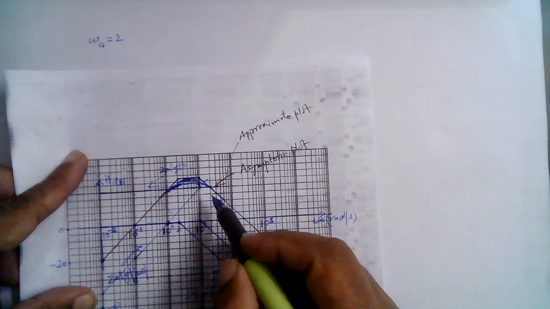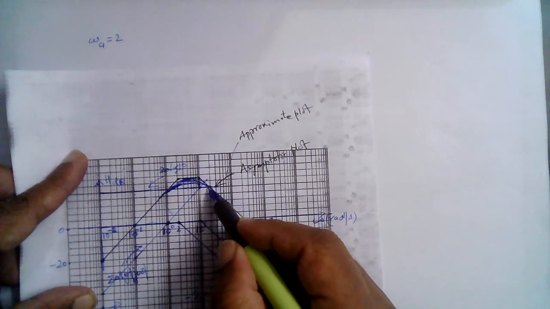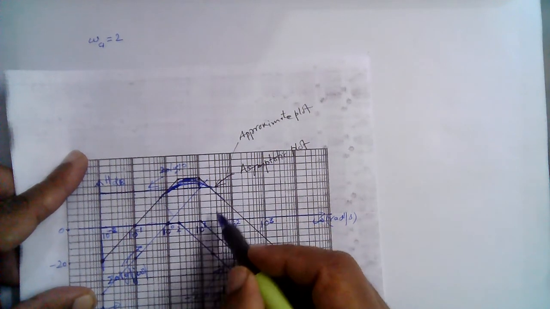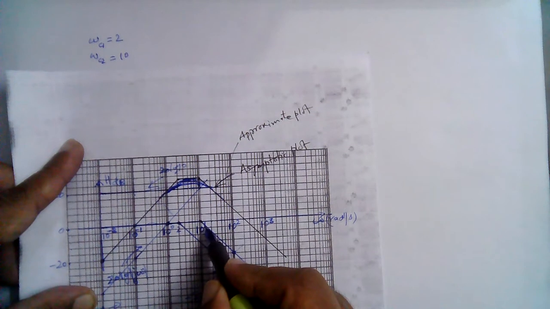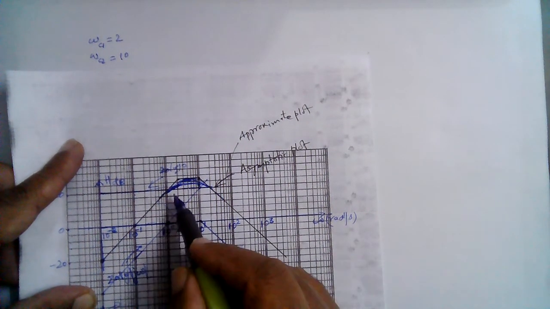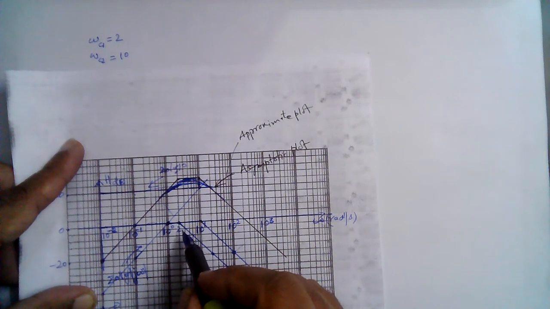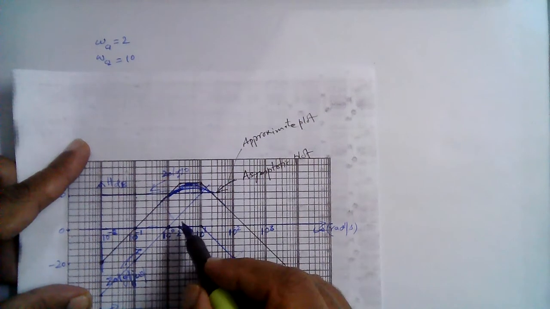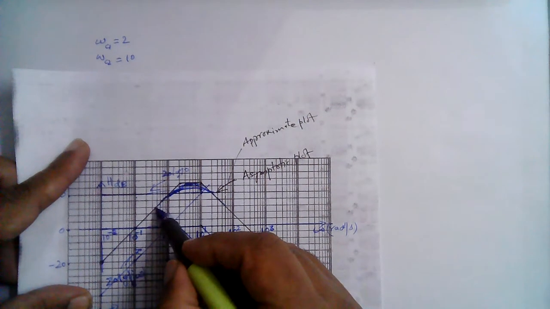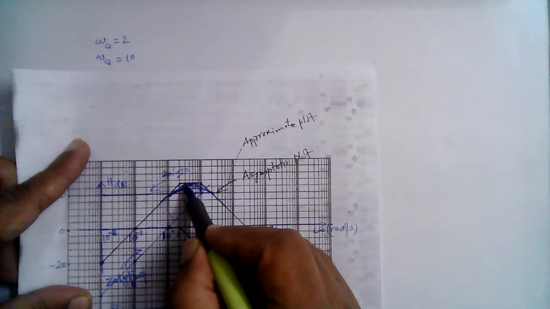Similarly, we have a corner frequency here, because the composite plot changes direction. It has a corner frequency omega c2 equal to 10 power 1, which is 10 radians per second. So we have two corner frequencies, at 2 and 10. How do we know whether these are poles or zeros? If we look, this slope was positive, and then it flattened out.